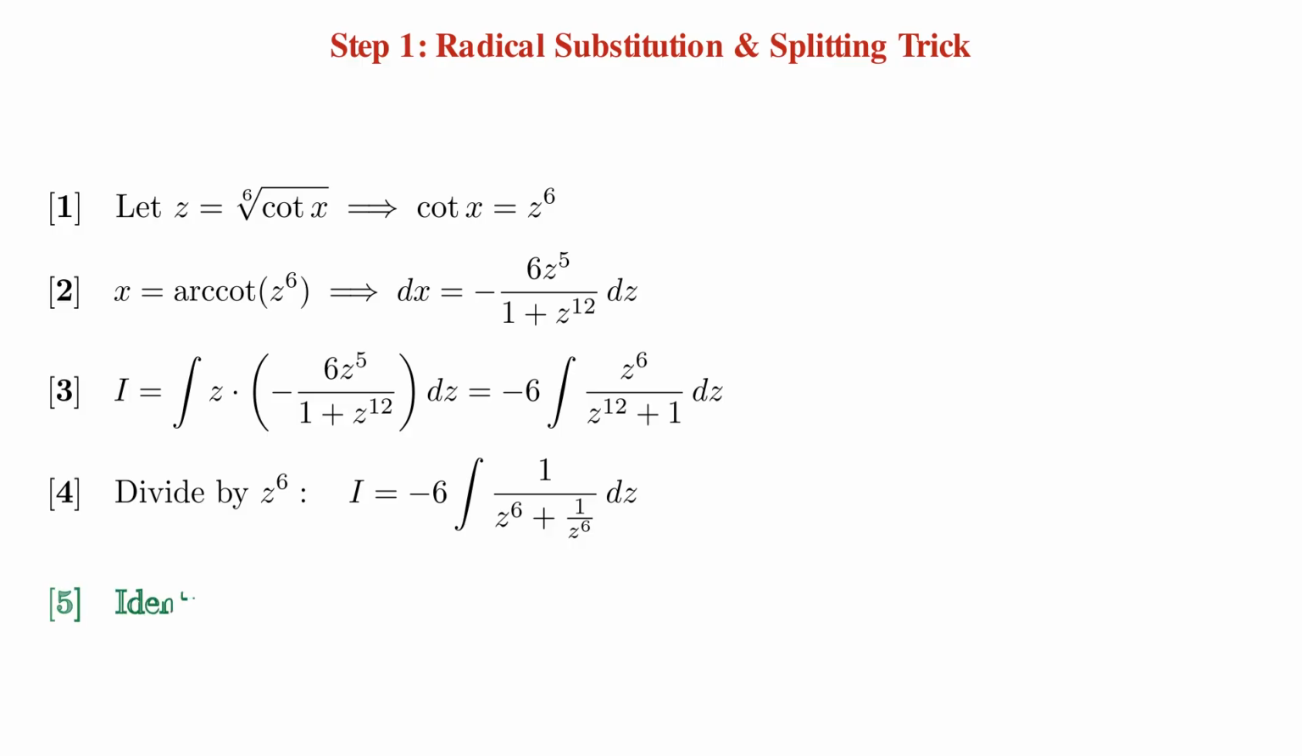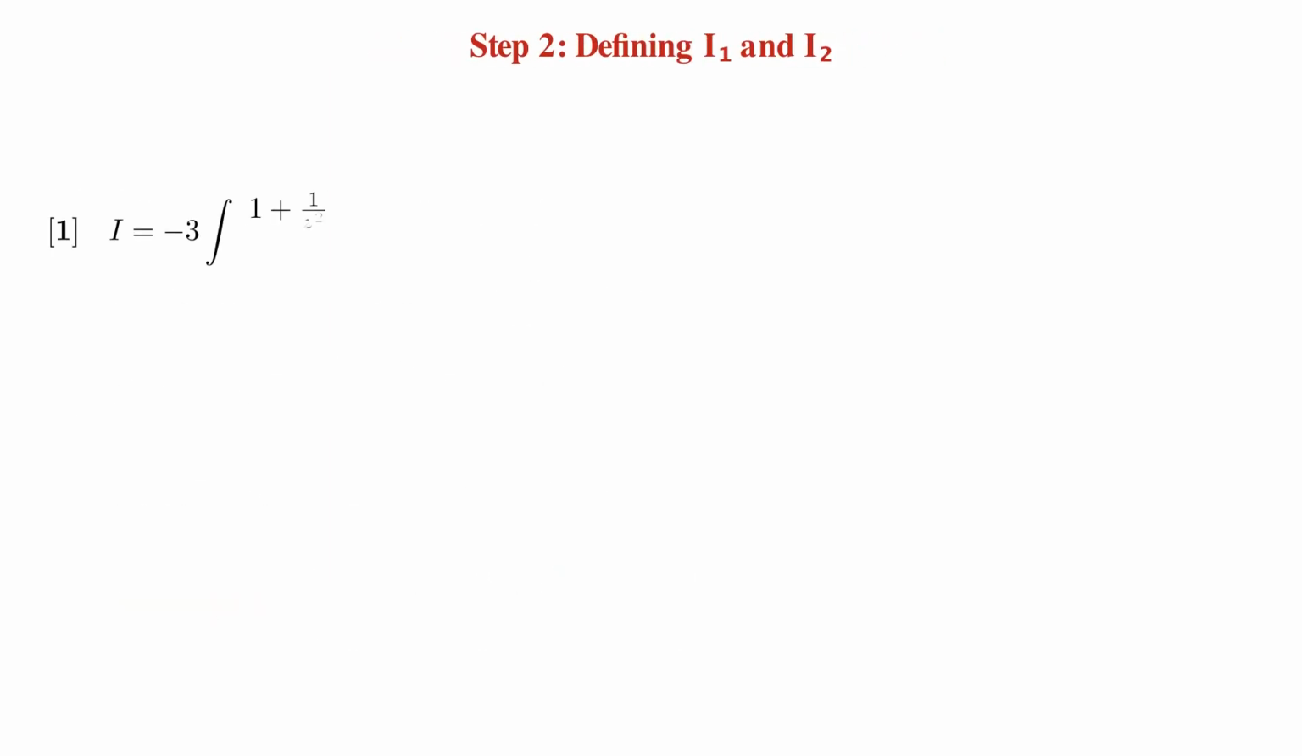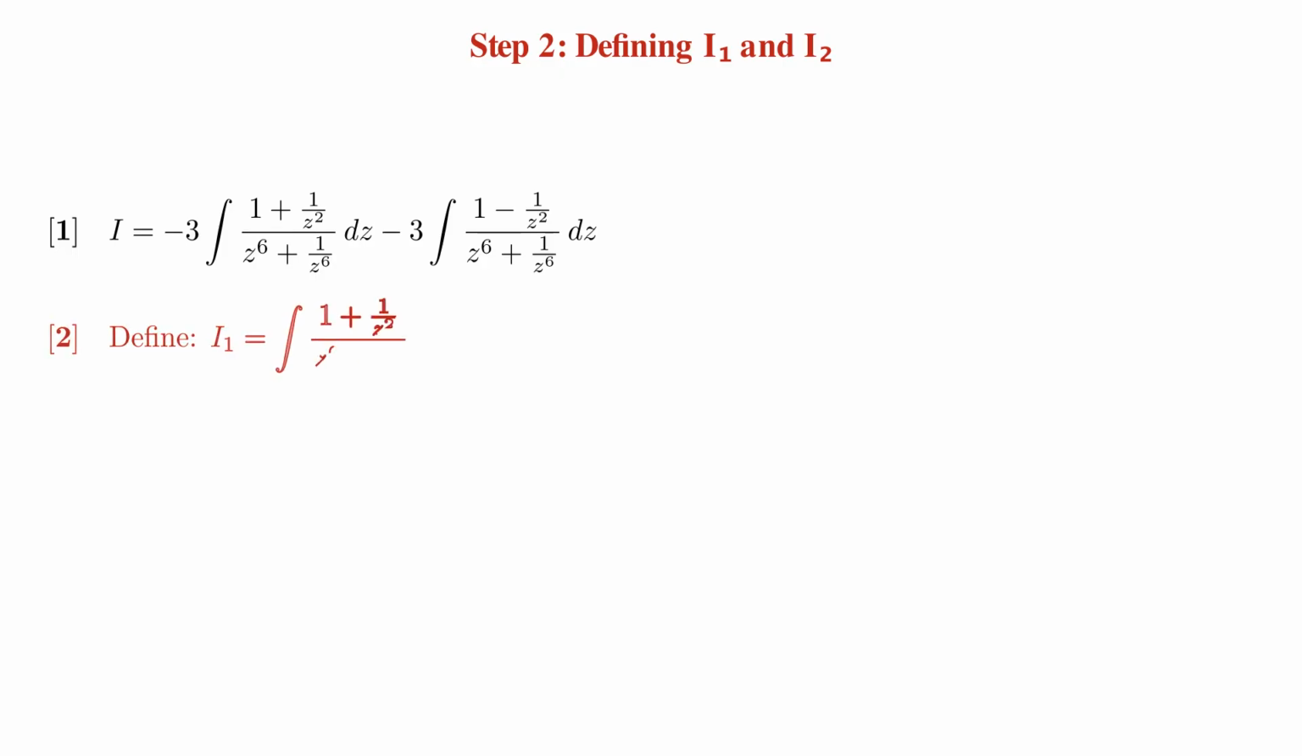We rewrite 1 using the sum of 1 plus 1 over z squared and 1 minus 1 over z squared. This splits the integral into two symmetrical parts multiplied by negative 3. We denote the first integral as I1 and the second integral as I2. Therefore, our target integral I equals negative 3I1 minus 3I2.